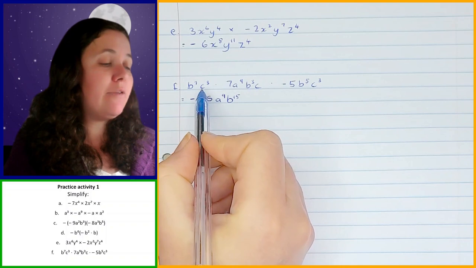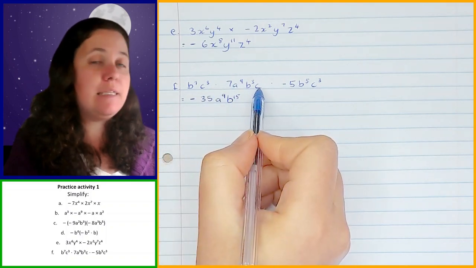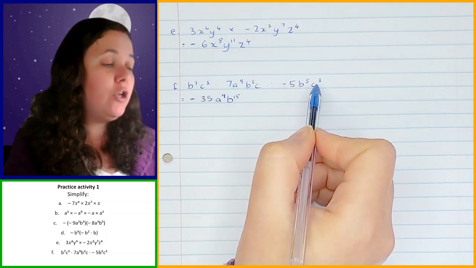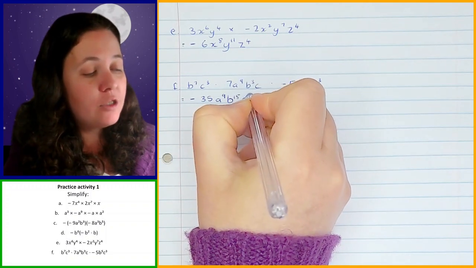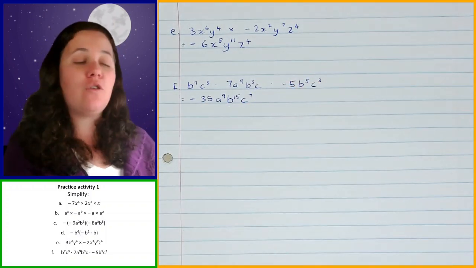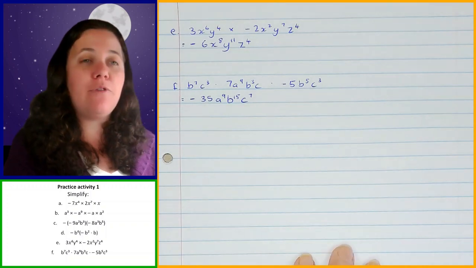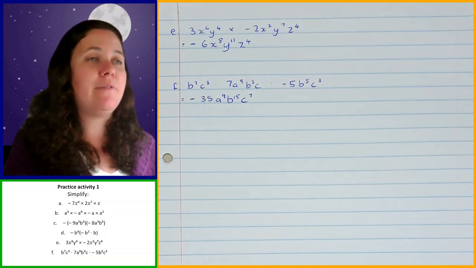And then my c's: I've got c cubed times c is c to the power of 4, times c cubed again is c to the power of 7. So for that question, question F, you should have got negative 35, a to the power of 9, b to the power of 15, c to the power of 7.